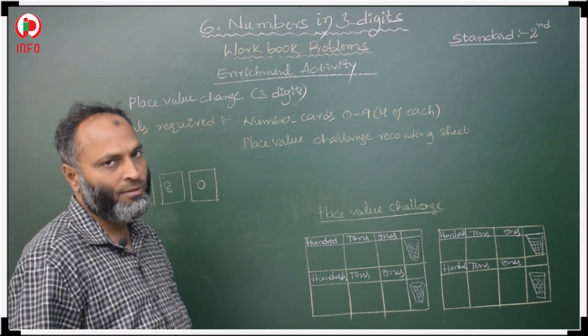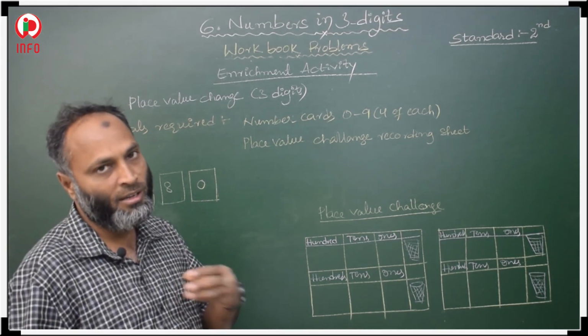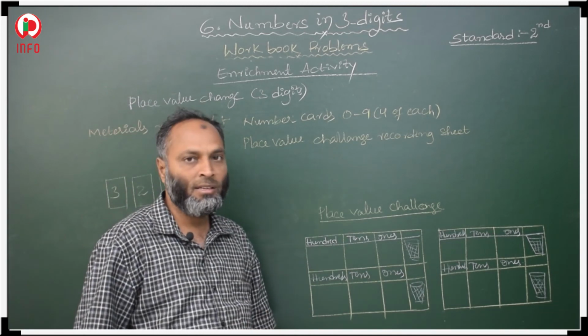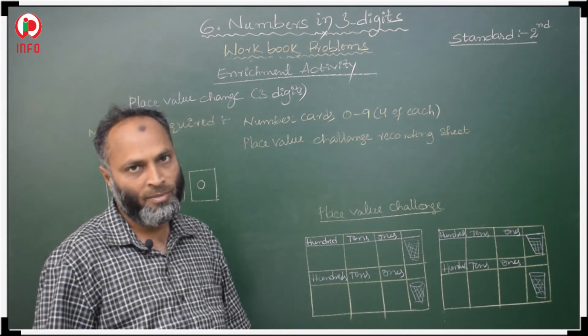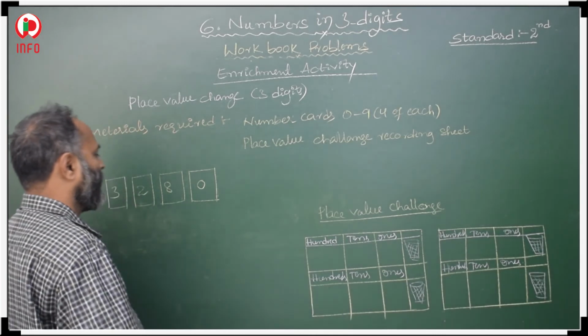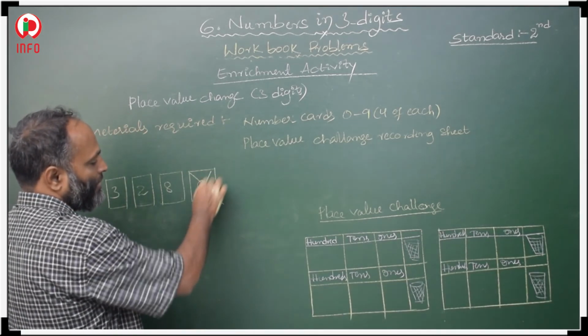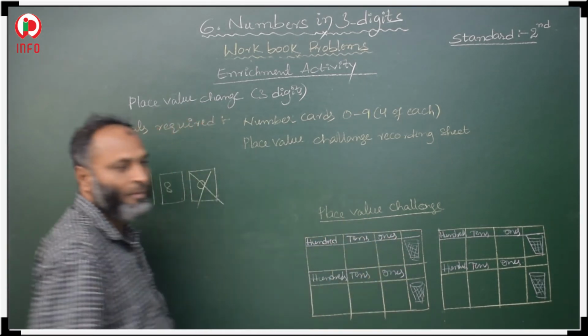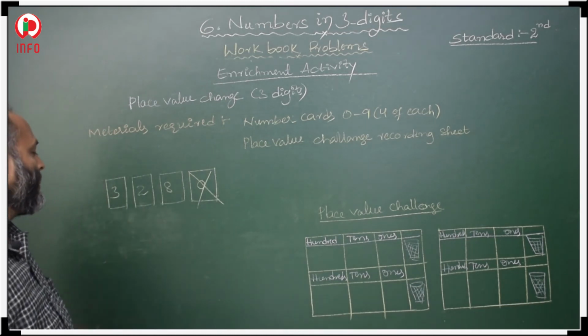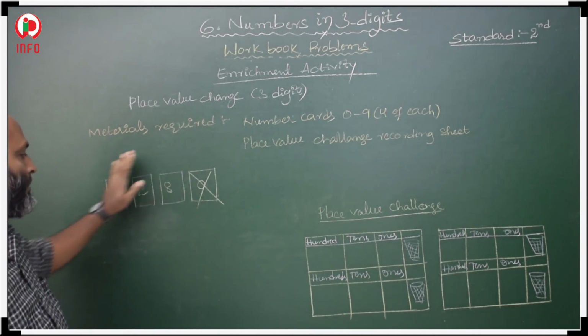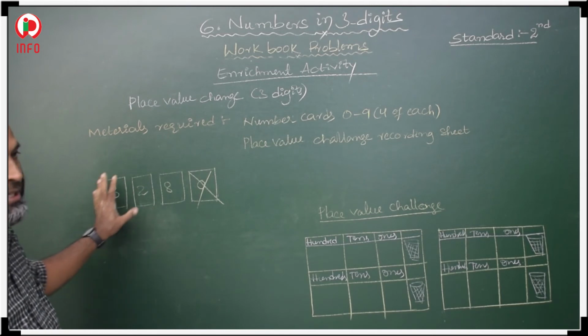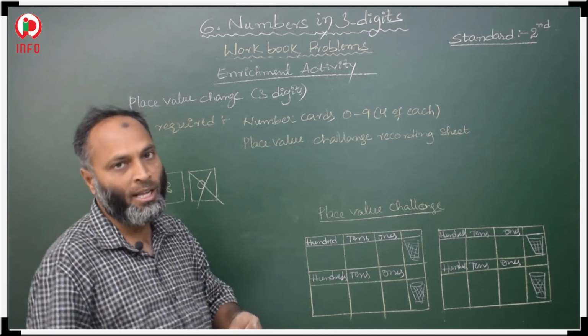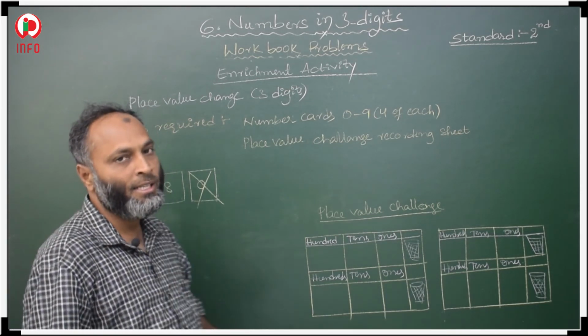Then in these 4 cards, any one card we have to discard. So we keep it in the dustbin, whatever, that is your wish. So I want to keep this 0 card in the dustbin. Okay. After that, by using these 3 digits, we have to prepare the largest 3-digit number.